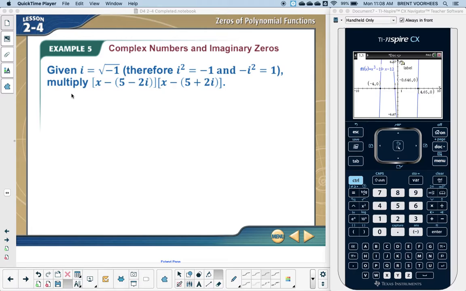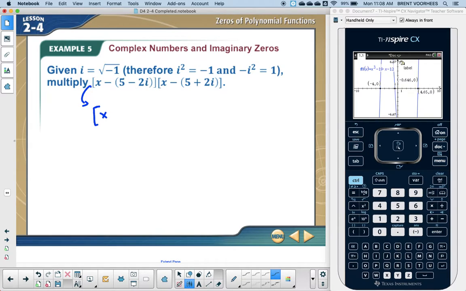So if I pull this down, this right here is the same thing as x times negative 5 plus 2i, times, over here, x minus 5 minus 2i. I just distributed the negative through. And now I'm going to FOIL this out. It's basically a massive distribution.